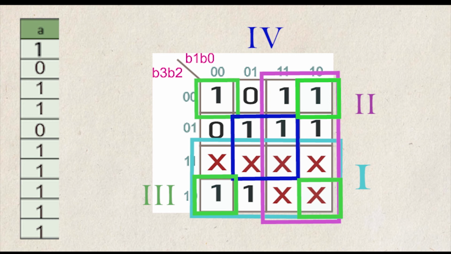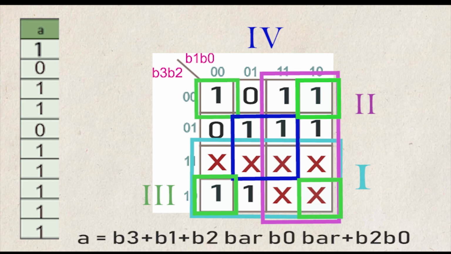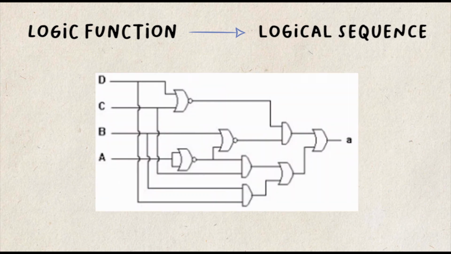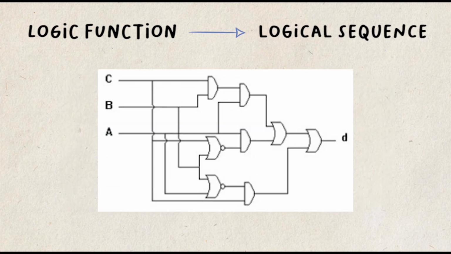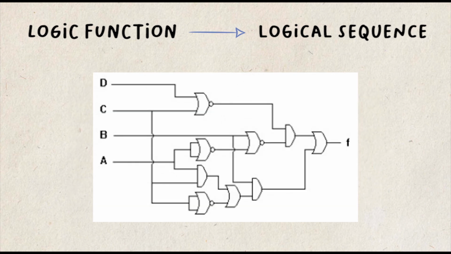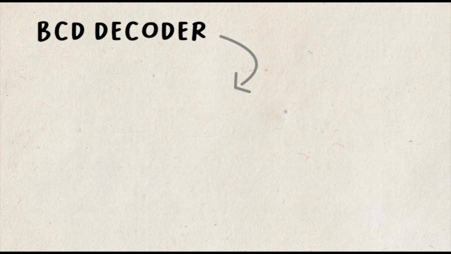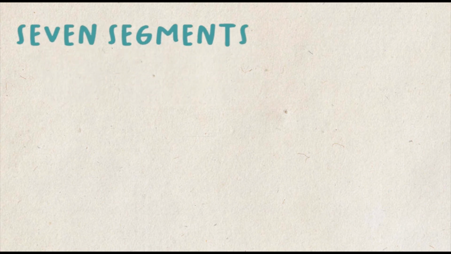We have 4 groups of 1s from this map, and as a result of the simplification of the groups, we have a logic function of a. Similarly, we use the same way with the other functions to get their logic functions. Then we make the logic functions into a logical sequence like this, to build a BCD decoder into 7 segments as a whole.